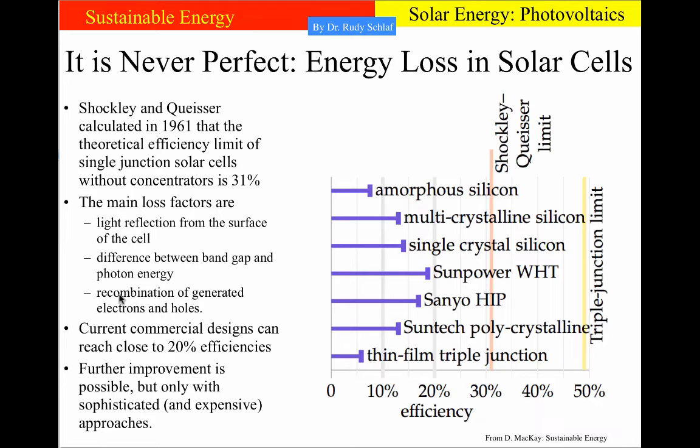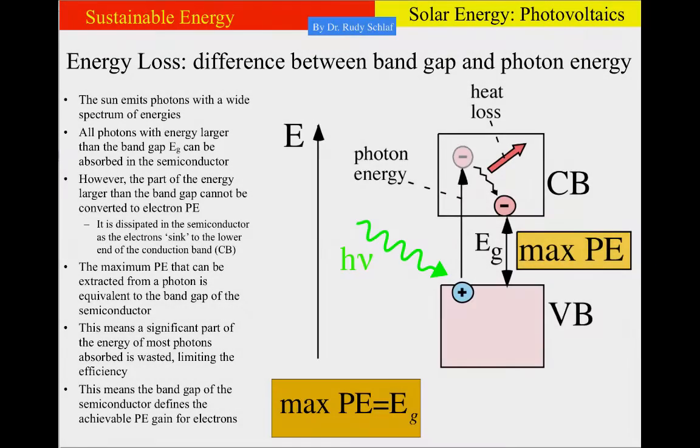And then we have the recombination of generated electrons and holes within the solar cell instead of only after going through the load. A significant part of the energy losses in solar cells is due to the mismatch between the band gap and the energy of the impinging photons. If the photon energy is larger than the band gap, then the difference of energy between the photon energy and the band gap, this difference here, is dissipated as heat.